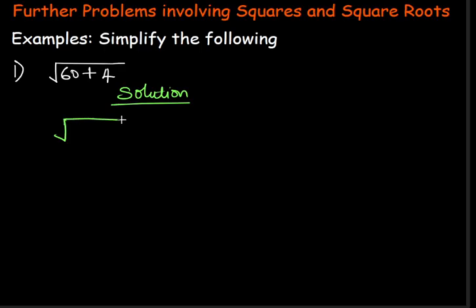Now, what do we have there? Everything is inside the square root. So we need to simplify what is inside the square root first before we take the square root. So 60 plus 4 will give us 64. And then the square root of 64 will be equal to what? 8. So that becomes our answer.